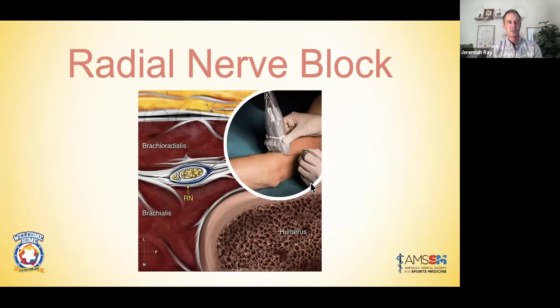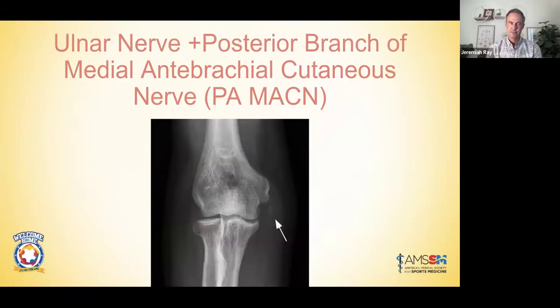For these blocks, you can usually get a nice wheel around it with as little as 4 cc's. But again, just pull up 10 cc's in your syringe, make sure that fascia doesn't redirect your local anesthetic, and you'll get a nice block there.